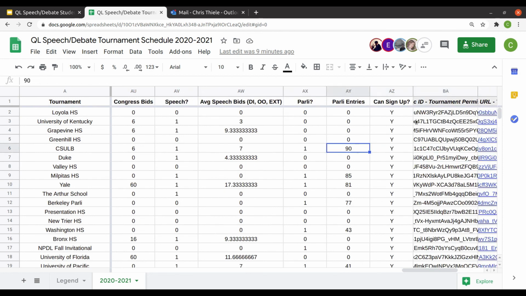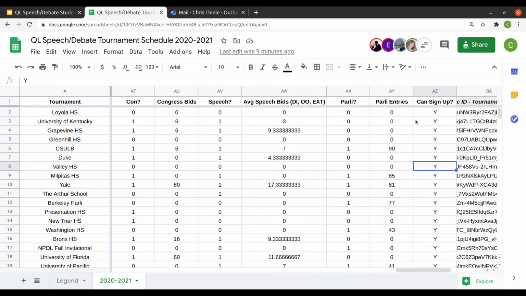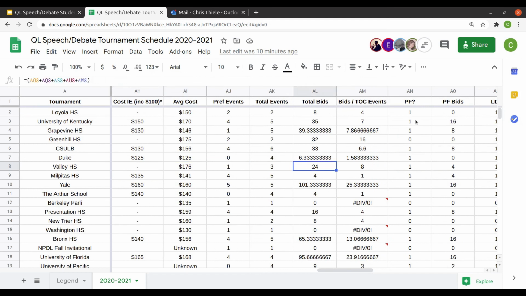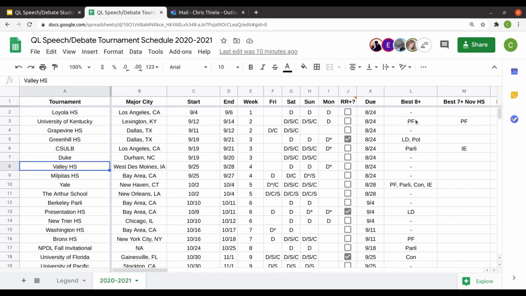Parli's a little bit different. They don't do bids. They just do entry size. And so it lets you know in previous years how many entries they had at their particular tournament. And it lets you know which tournaments are super small versus which ones are super big. And so right there, and then the last, whether they can sign up or not right now. And so that is the tournament schedule in a nutshell.